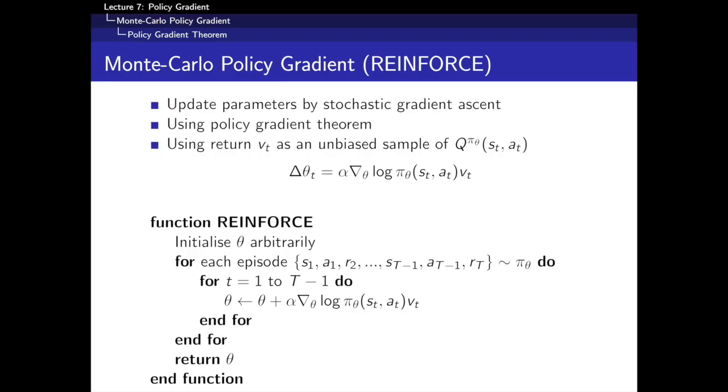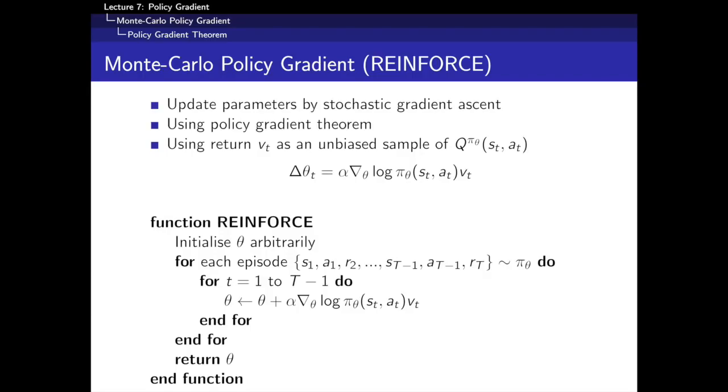Let's just estimate Q by using the return as an unbiased sample of this Q. So we're going to be in a state, we're going to start by taking this action, and we're going to see what return we got, and we're going to use that as an estimate of Q. And we're just going to plug that into our policy gradient to give us an estimate of the direction to move. And so every single episode now, at each step, we're going to adjust our parameters a little bit in the direction of this score multiplied by the return that we actually got from that point onwards.